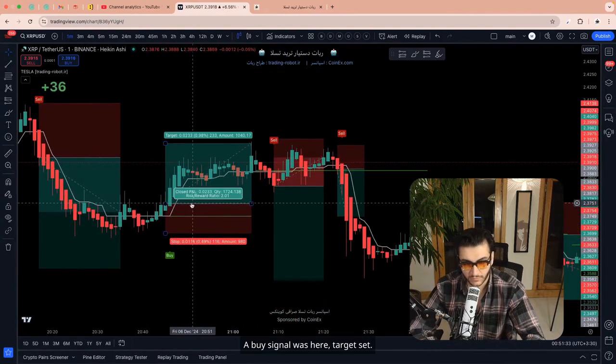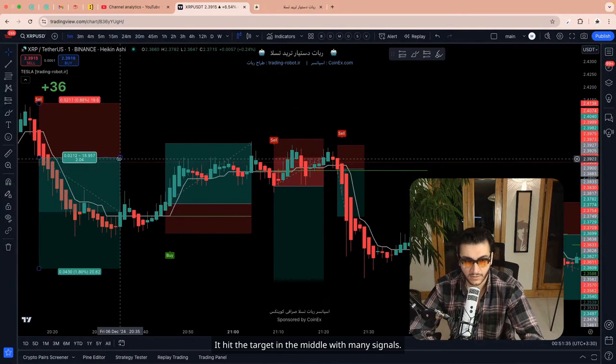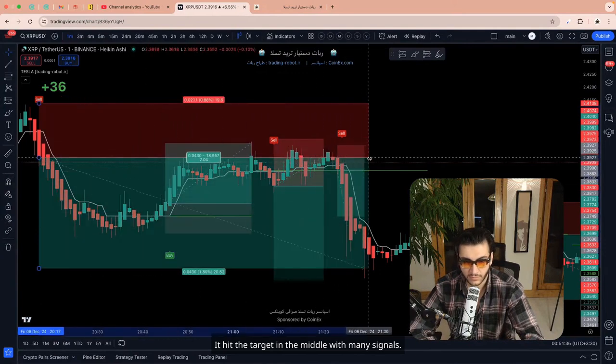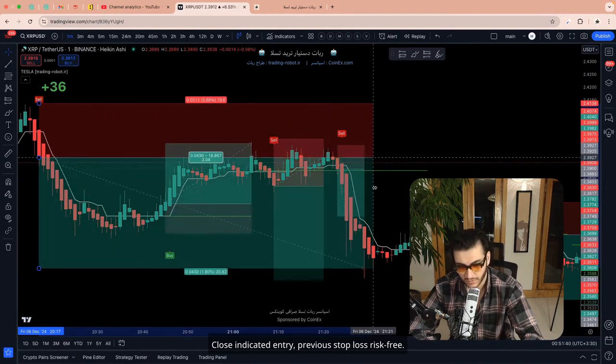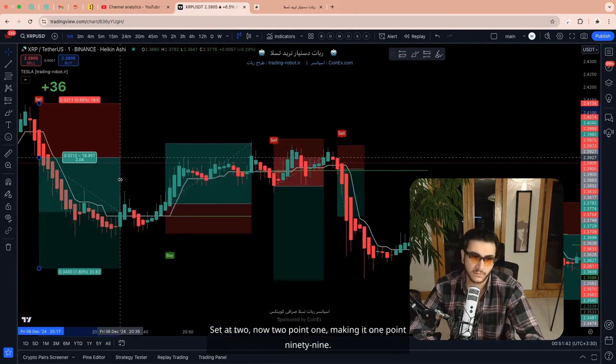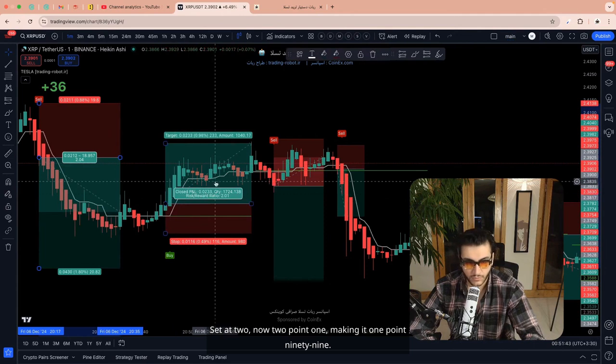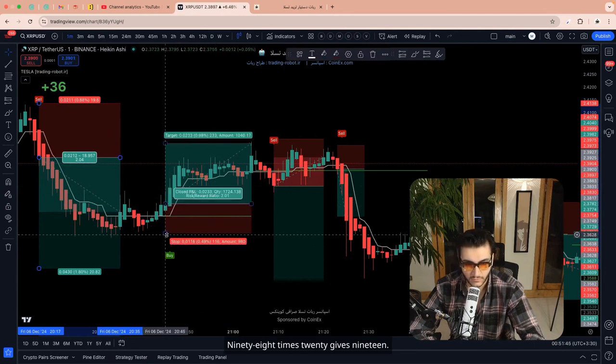A buy signal was here. Target set. It hit the target. In the middle with many signals. A good signal. Close. Indicated entry. Previous stop loss. Risk free. Set at 2. Now 2.1. Making it 1.99. Not a big deal anymore. 98 times 20 gives 19.